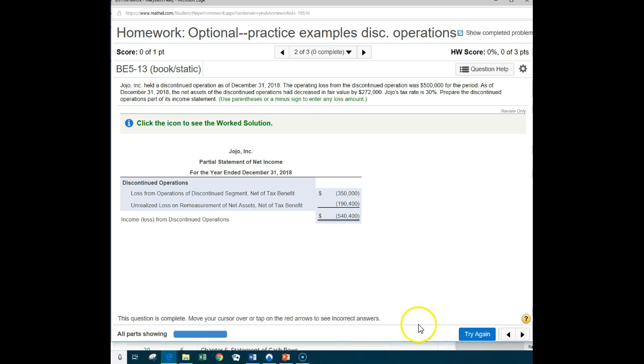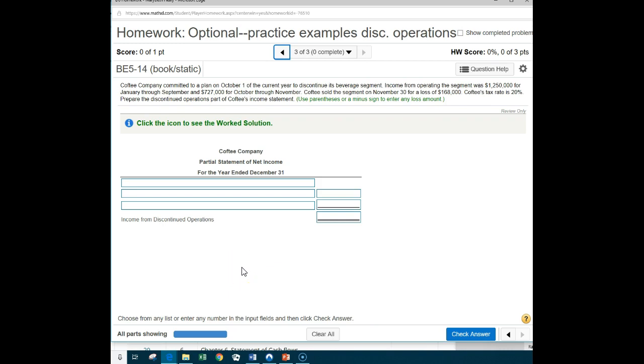We're going to look at one more. In this case, it's a little bit different. They committed to a plan on October 1st to discontinue the beverage segment, and they sold it within the same year for a loss of $168,000. One other thing that's different about this one is that they committed to the plan on October 1st, and then it was sold before the end of the year. So think about it this way: between January 1st and October 1st, the operations were running normally, and after October 1st is when we knew it was being sold.